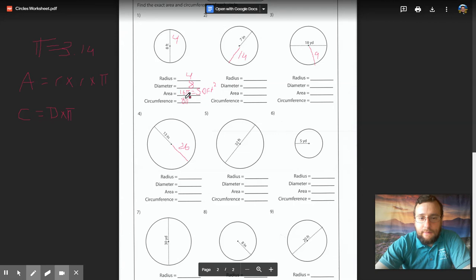8 pi. Now, again, if the option choices have that, then you just leave it like that. But if they don't, you have to multiply times pi, and you would get about 25 for your answer on that one.